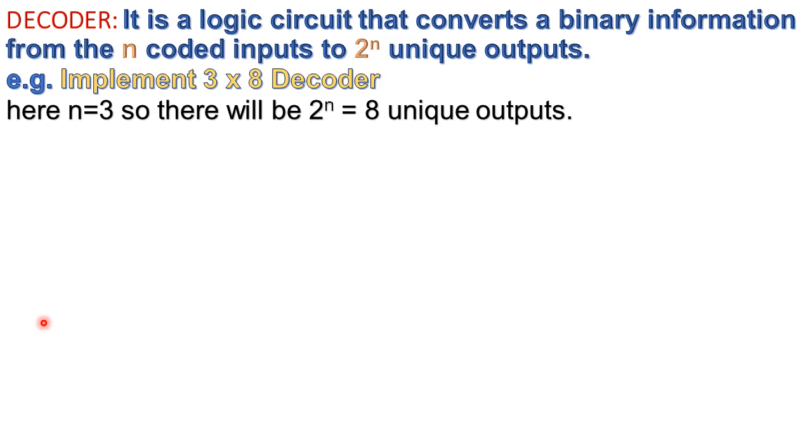Here n equals 3, that means information will be in 3 bits. So there will be 2 raised to the power n equals 8. 2 raised to the power 3 means there will be 8 unique outputs. We all know that with 3 bits we can form 8 unique decimal numbers starting from 0 to 7. Now we'll see the truth table.